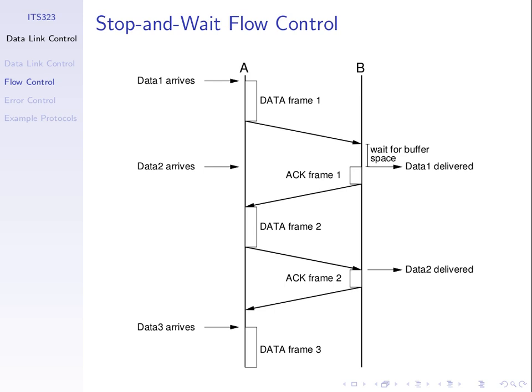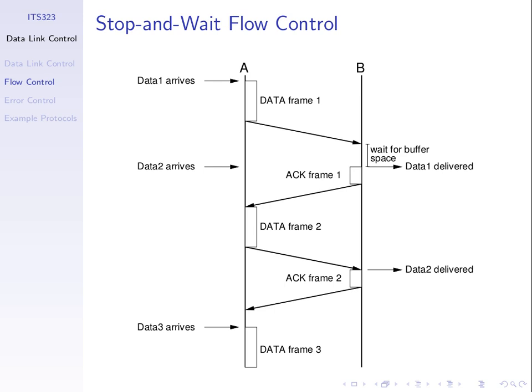Coming back to A, we transmitted the data frame containing data 2. We're waiting for an ACK. We're not doing anything. We don't have any more data to send yet. We receive the ACK, which allows us to send more data. If we've sent one data frame, we receive the ACK. It means, yes, you can send the next one.